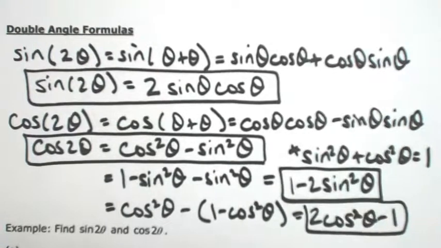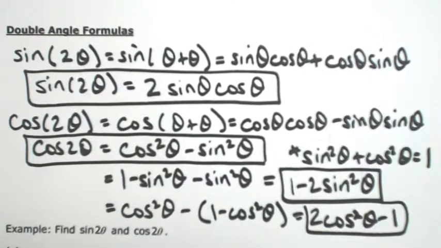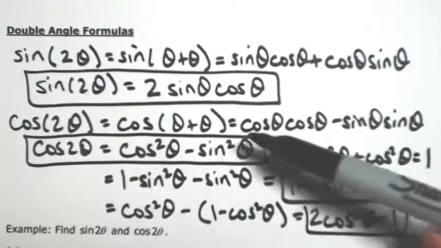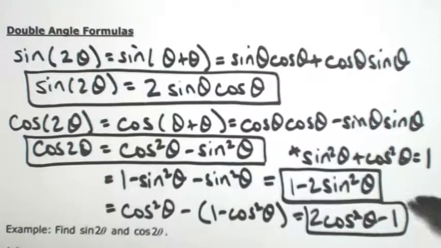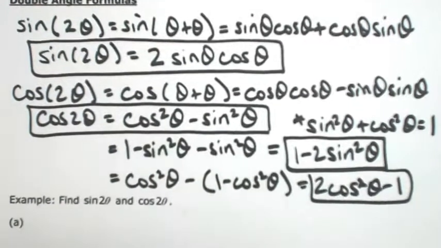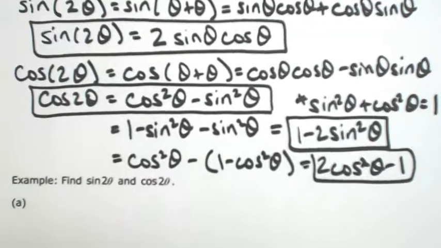Okay, so cosine of a double angle actually has 3 different formulas. The first one involves both cosine and sine. The next 2 involve just one or the other. So I would probably recommend you use the second or third one based on whatever information you're given. Let's do a couple examples of finding sine 2 theta and cosine 2 theta.